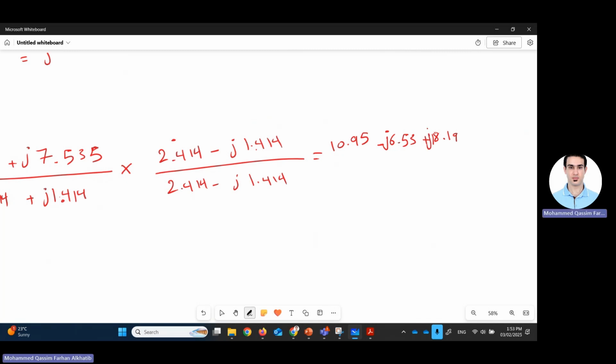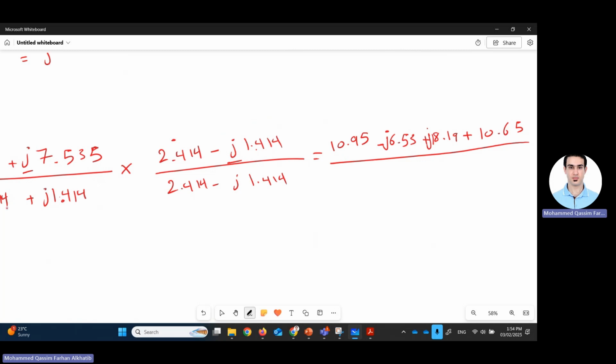Okay, so let's look at the sign. So I have a negative. j by j, that's a negative, so it's going to be plus. Multiply those. 10.65. j times j, so negative 1. Negative by negative, so plus.